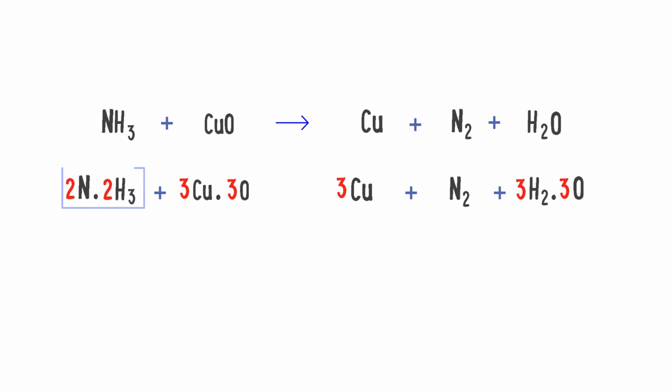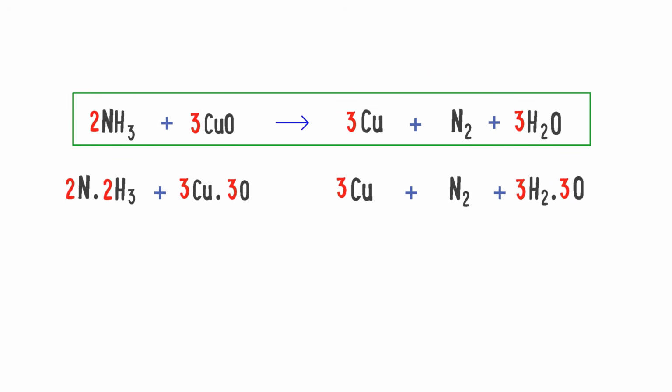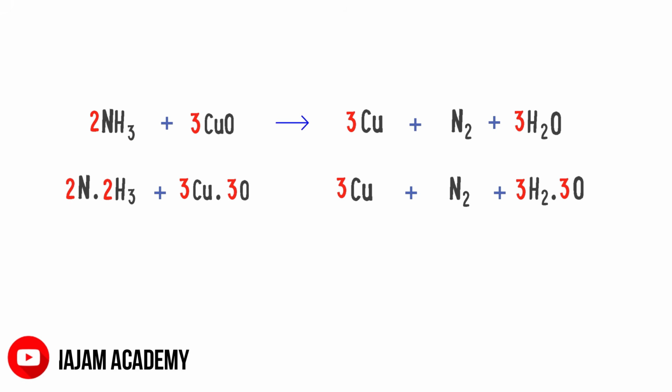Now take this 2 and put it with NH3. Take this 3 and put it with copper oxide. Take this 3 and put it with copper. Take this 3 and put it with water. This is the complete balanced chemical equation. Finally, let me take you to the hard level.